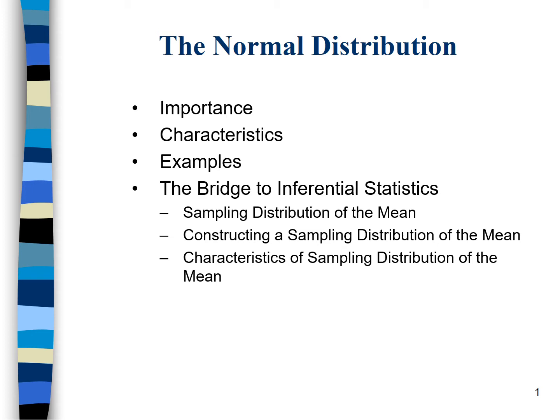Also in this lecture, we're going to talk about how the normal distribution plays a key role in assisting us as sort of a bridge into hypothesis testing and inferential statistics. And this is where we're going to talk about something called the sampling distribution of the mean. And the sampling distribution of the mean is a theoretical probability distribution. We're going to talk about how to construct this theoretical probability distribution, as well as cover three important characteristics of the sampling distribution of the mean.